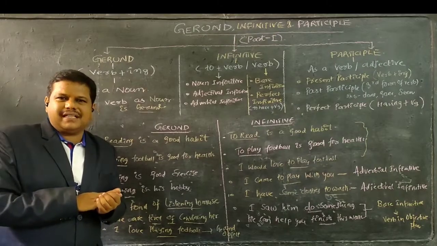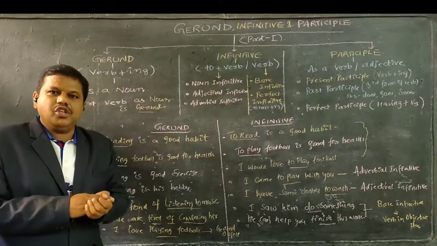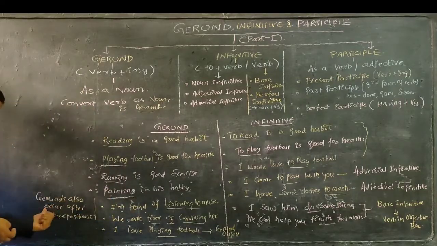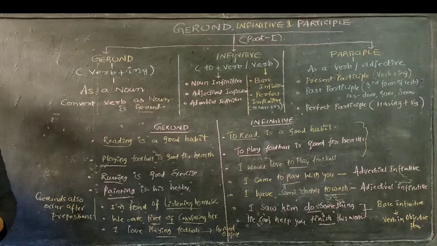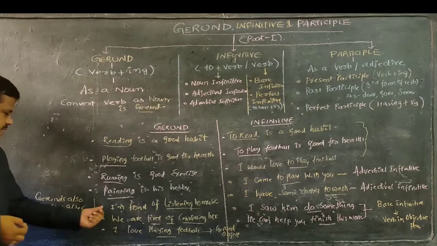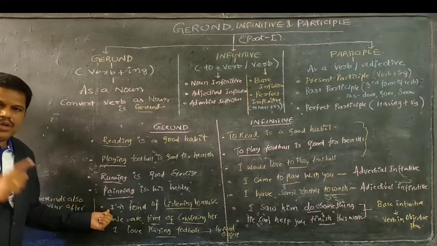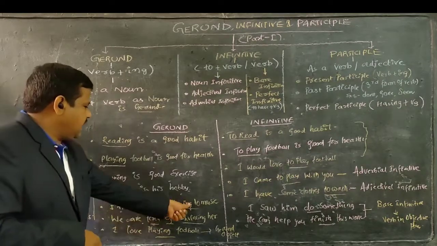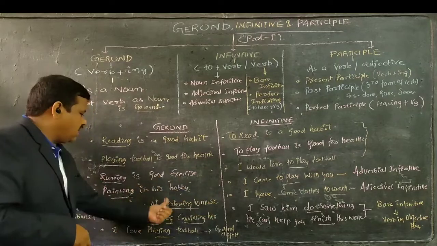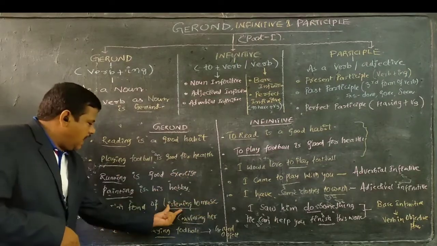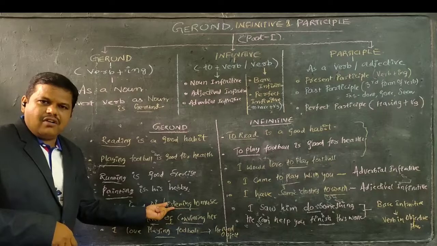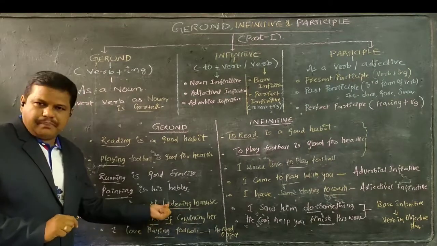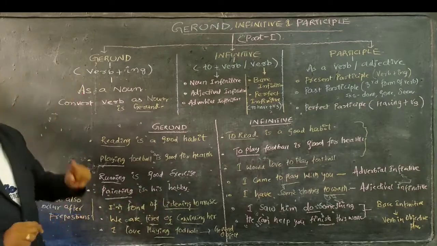Now, if you want to write in the object place, how can you write? You can add a preposition for that. That is, gerunds also occur after a preposition. Let us take two examples and you will understand. I'm fond of listening to music. Here, listening, the verb plus ing form which comes after a preposition, is also called a gerund.